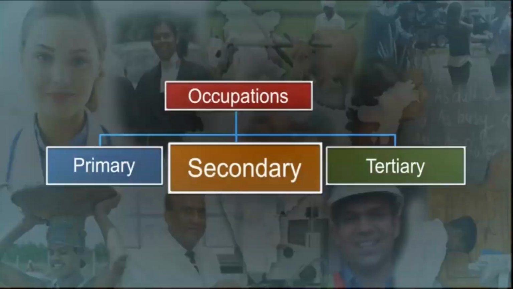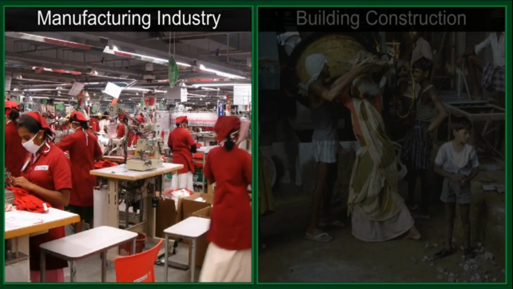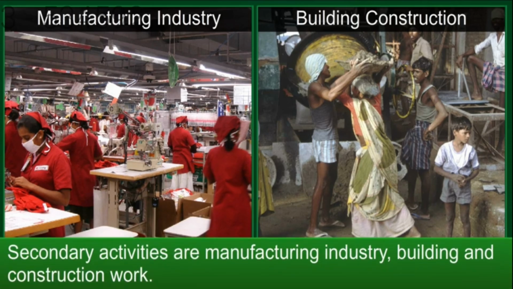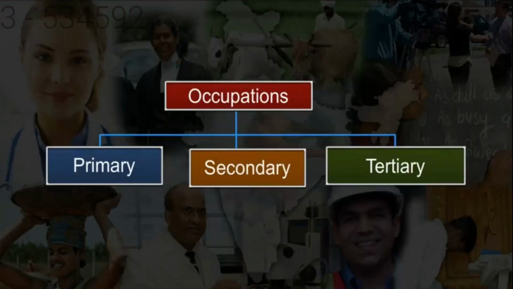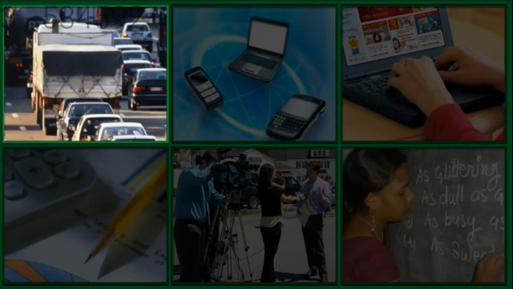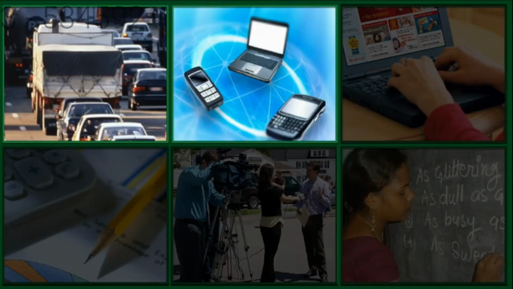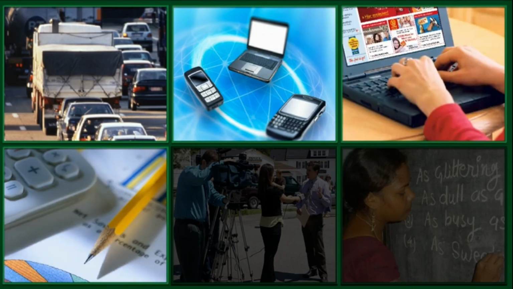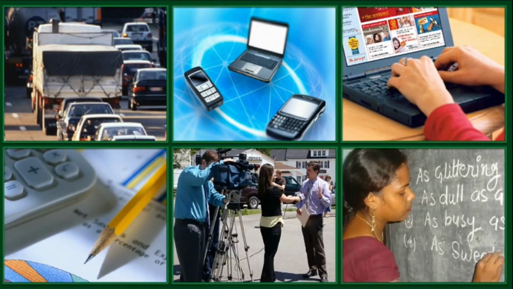Secondary activities include the manufacturing industry, building and construction work, and other similar activities that create finished products. Tertiary activities include transport, communications, commerce, administration, and other services.